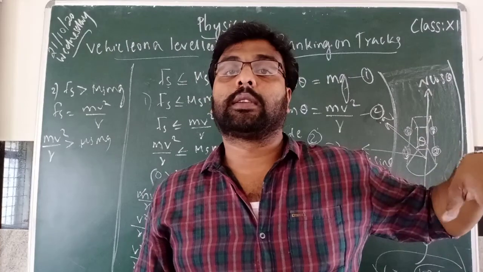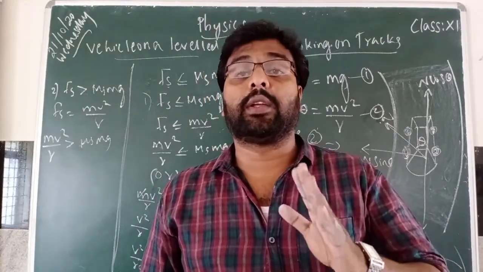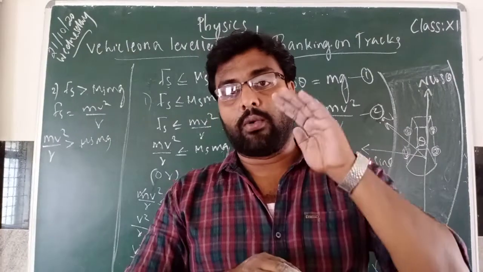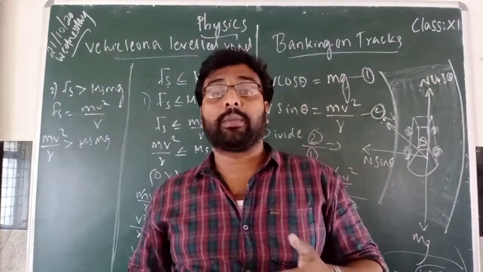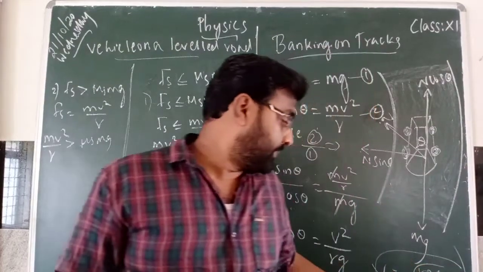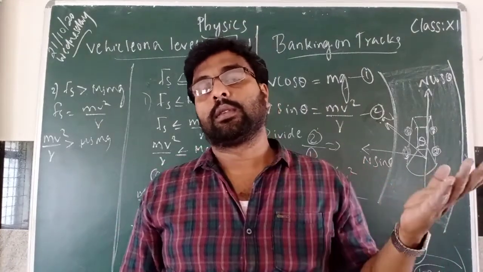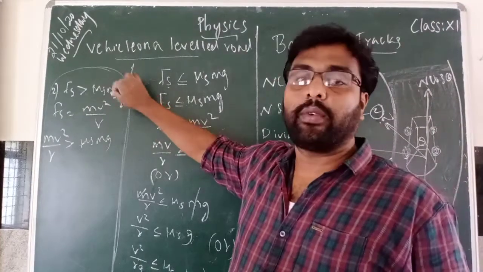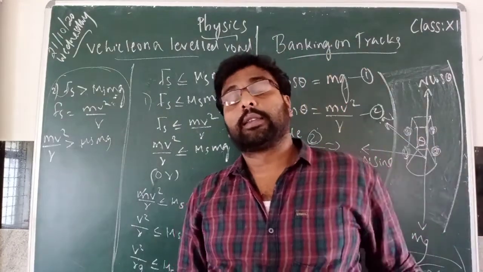Sometimes you come very fast, say 90. If you are coming at 90 meter per second and move at the same speed on that track, your vehicle will skid. To avoid skid, note that the centripetal force is provided by the static friction between the tire and the surface of the road. If you go more than the calculated speed, the frictional force cannot provide enough centripetal force, so the vehicle will skid. Here the frictional force becomes less than the centripetal force.